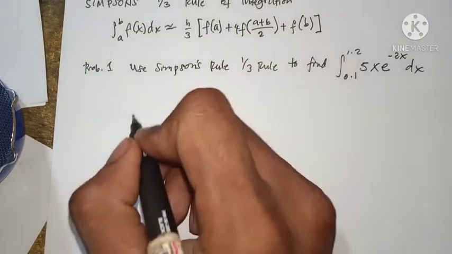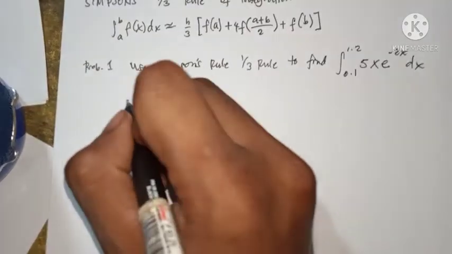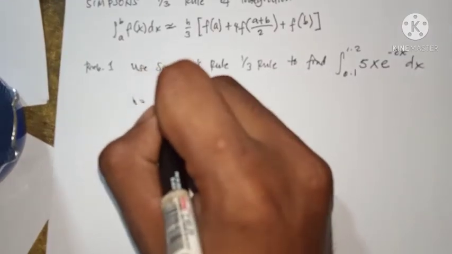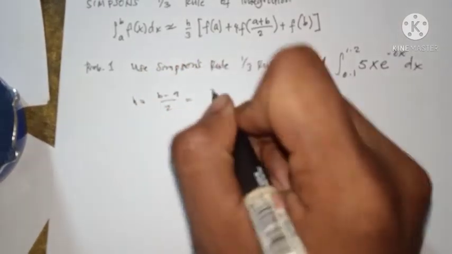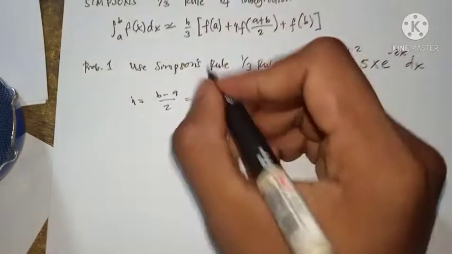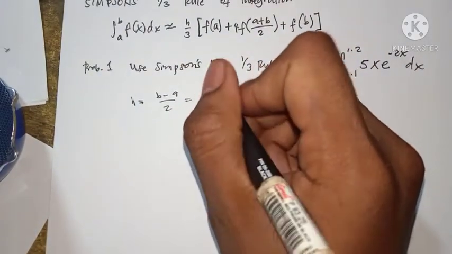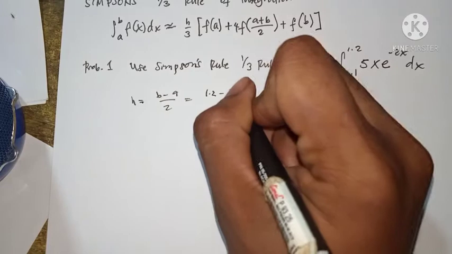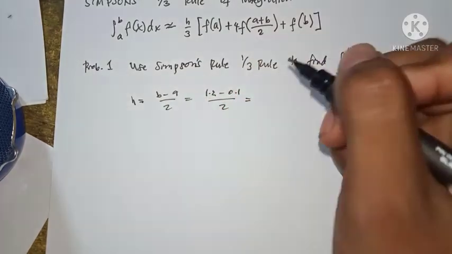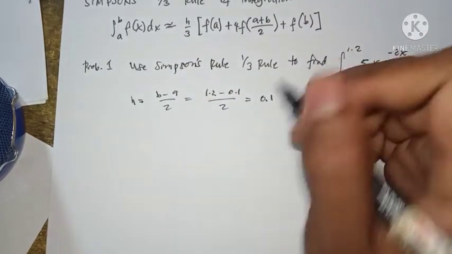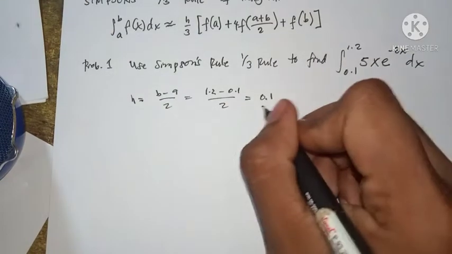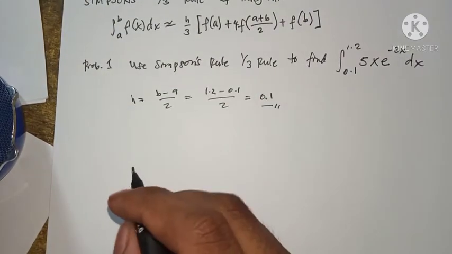So first, let's find the step value, which is h. h is (b minus a) over 2, where b is the upper limit minus the lower limit, which is 1.2 minus 0.1 over 2. So this is 0.1. Okay, the step value is 0.1.